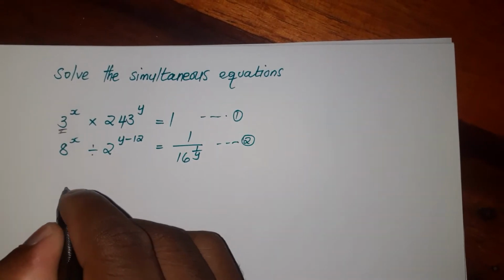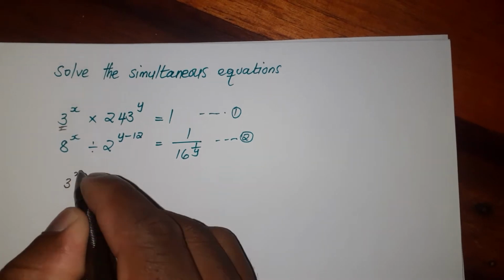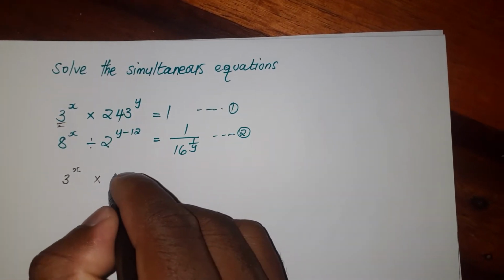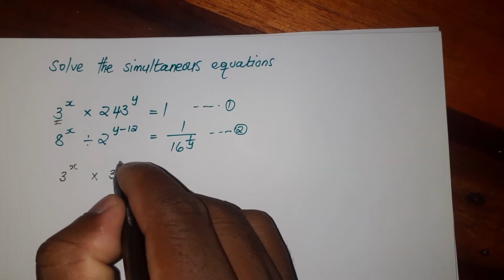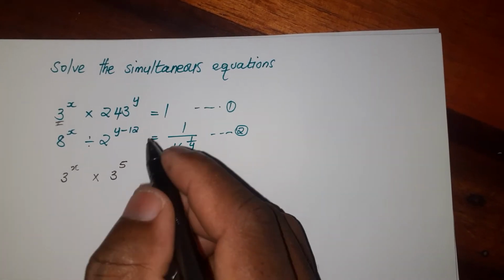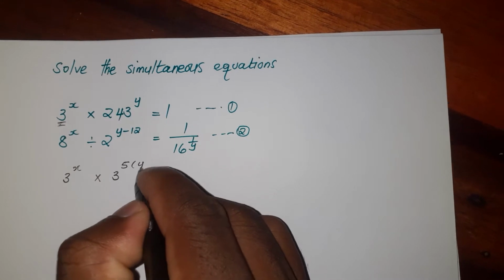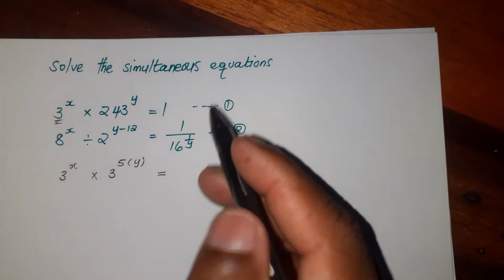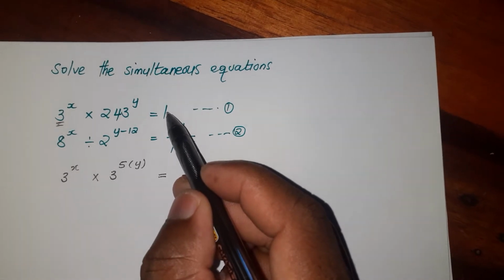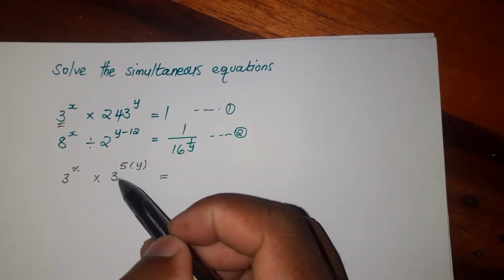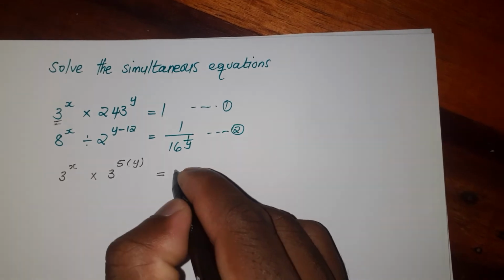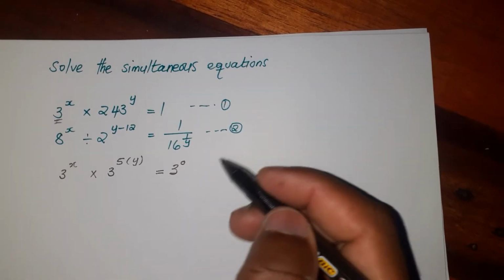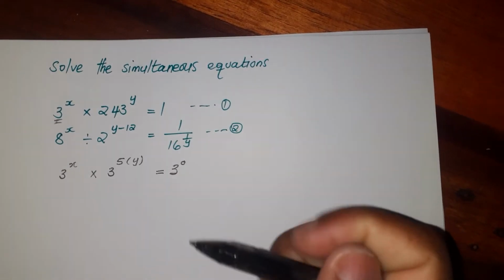Now that will become 3 to the power x times, if we write that as a power, then we're going to have 3 to the power 5, and then in brackets we put y, equals to. We should also write 1 as a power. The base should be 3. Then we are going to have 3 to the power 0. We know anything to the power 0 is equal to 1.